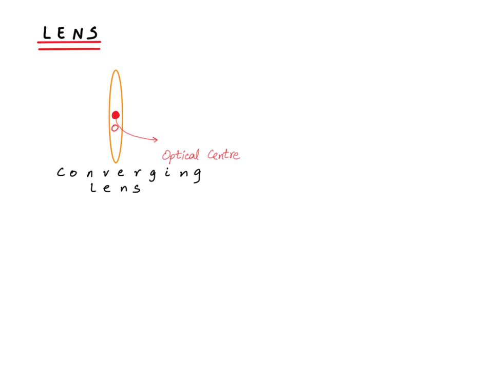Okay, after that, if I move ahead, this is a horizontal line passing through the lens. We call this the principal axis, right?